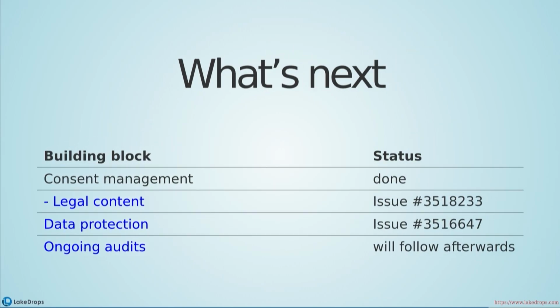So what's next? We can see consent management has been completed, but there is a sub-item which is legal content. I mentioned the privacy policy node, which is empty by default. Who should actually be the one that provides content for that? Well, what I know for sure is it's not us. And if I say us, I mean us as a Drupal community, because we can't do that.